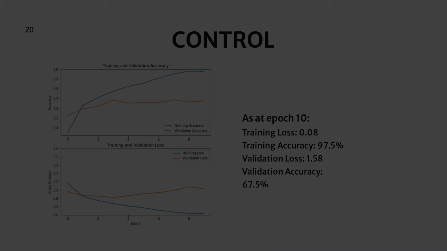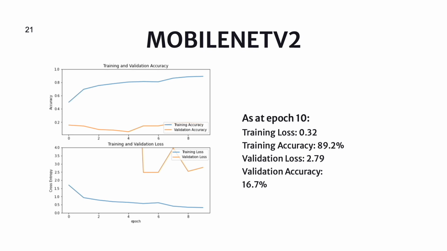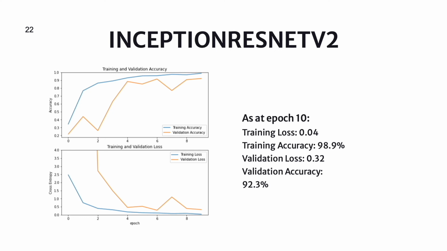Moving on to the MobileNet v2 model, the model is also overfitting too much to the training set, as seen from the high training accuracy and low validation accuracy. Lastly, the Inception ResNet v2 model performs the best among the three models, as seen from the relatively high validation accuracy and low validation loss.